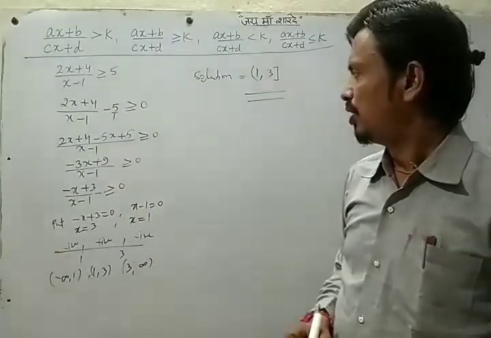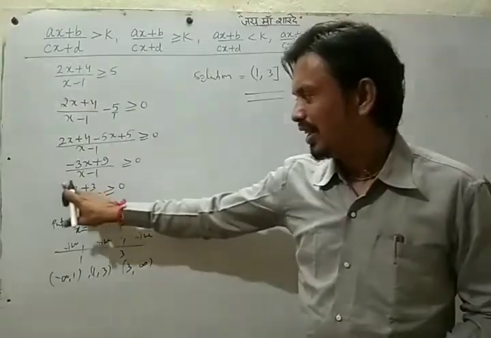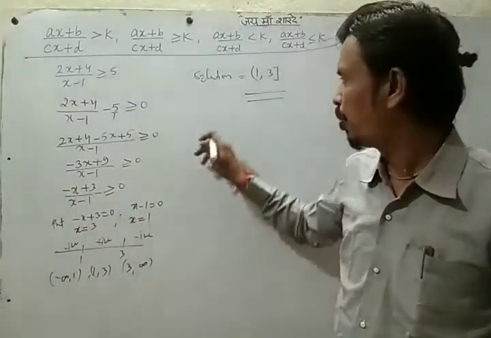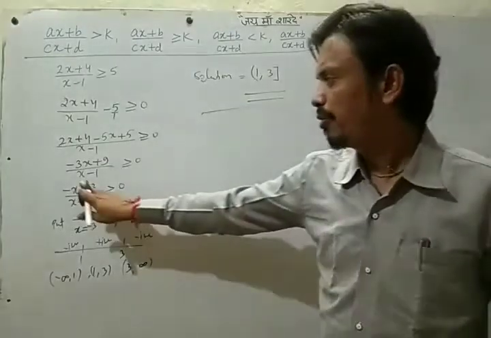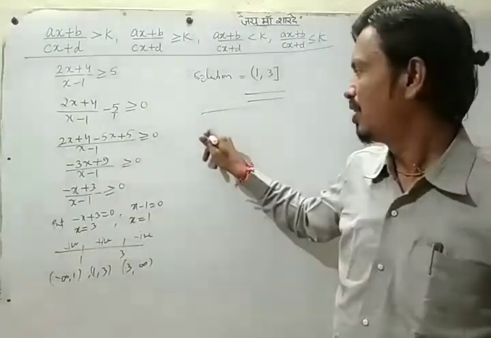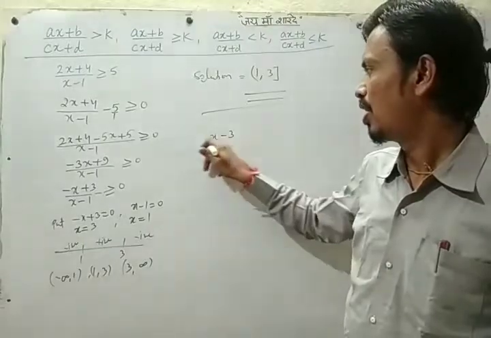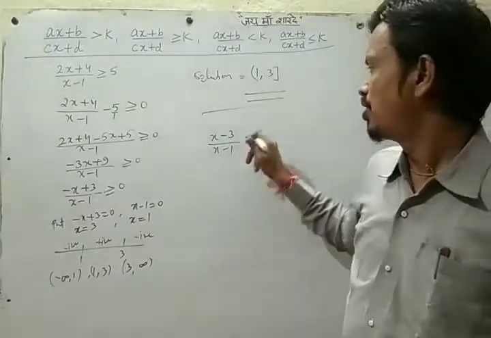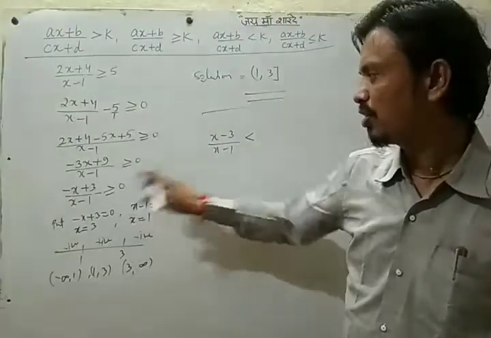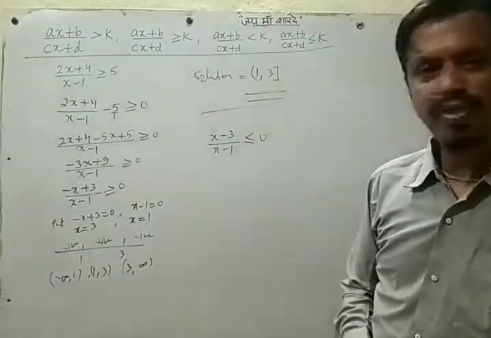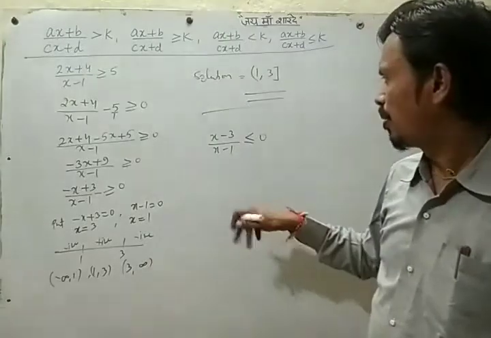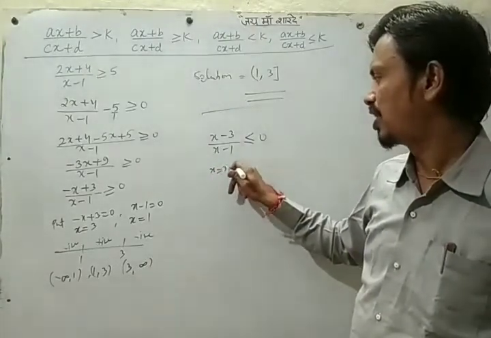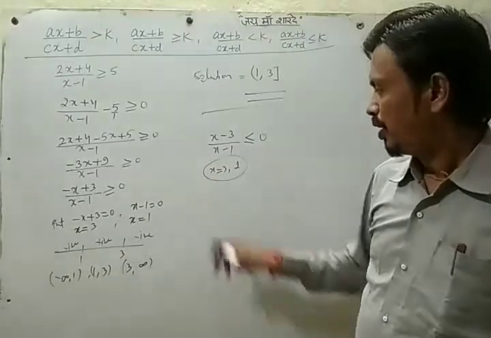Now if we change this sign, if we make the coefficient of x positive, then what happens? If you multiply by -1, then you get (x - 3)/(x - 1), and the inequality, which was ≥ 0, now becomes ≤ 0. Now what happens? x = 3 and x = 1.